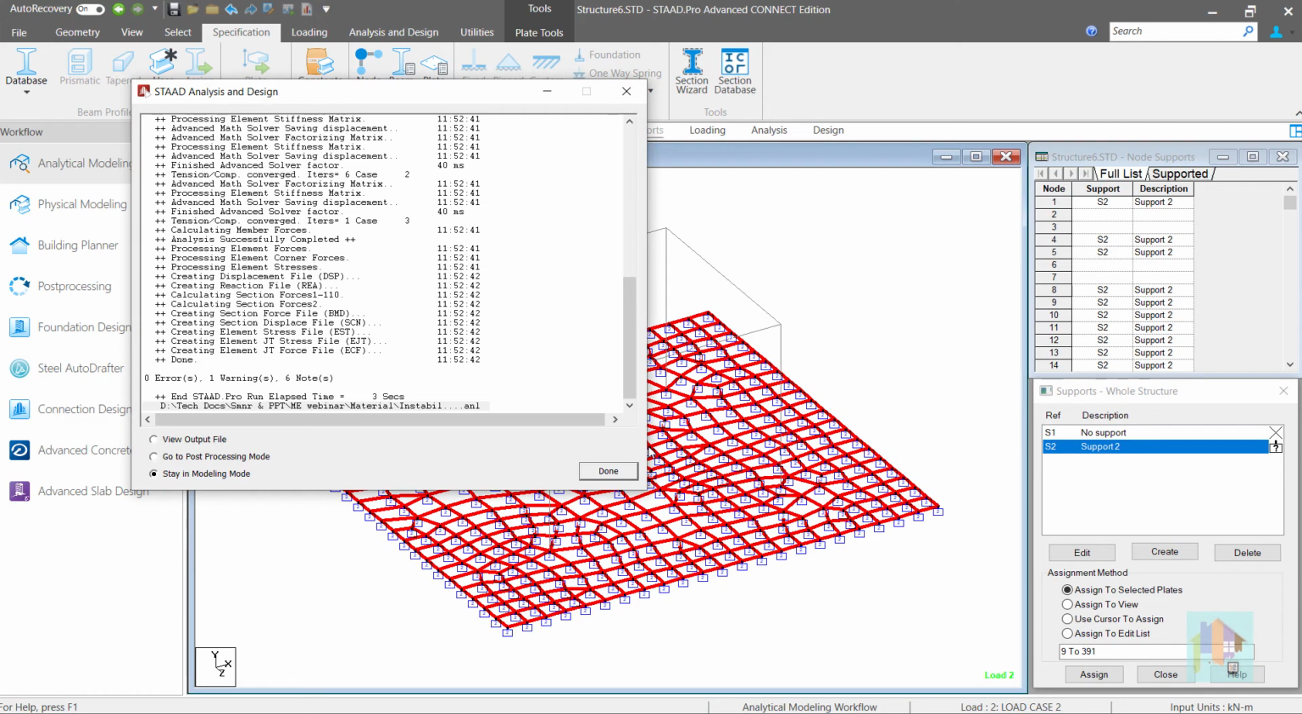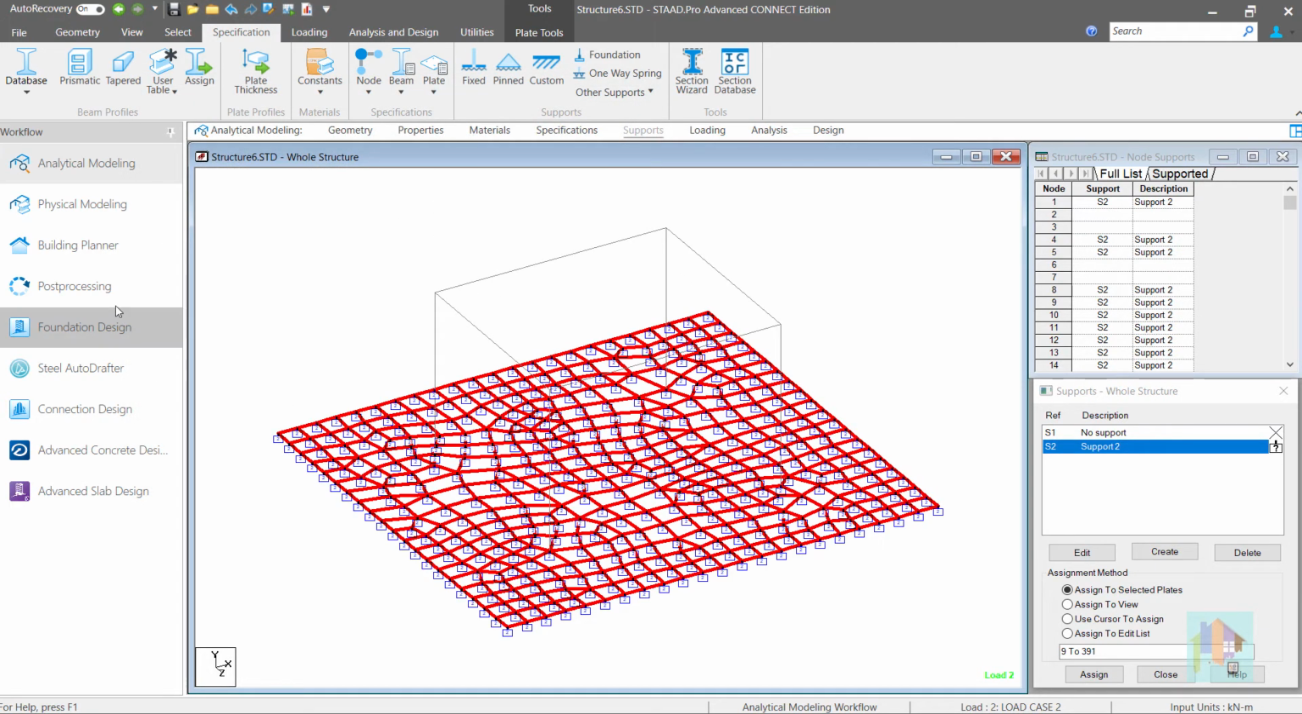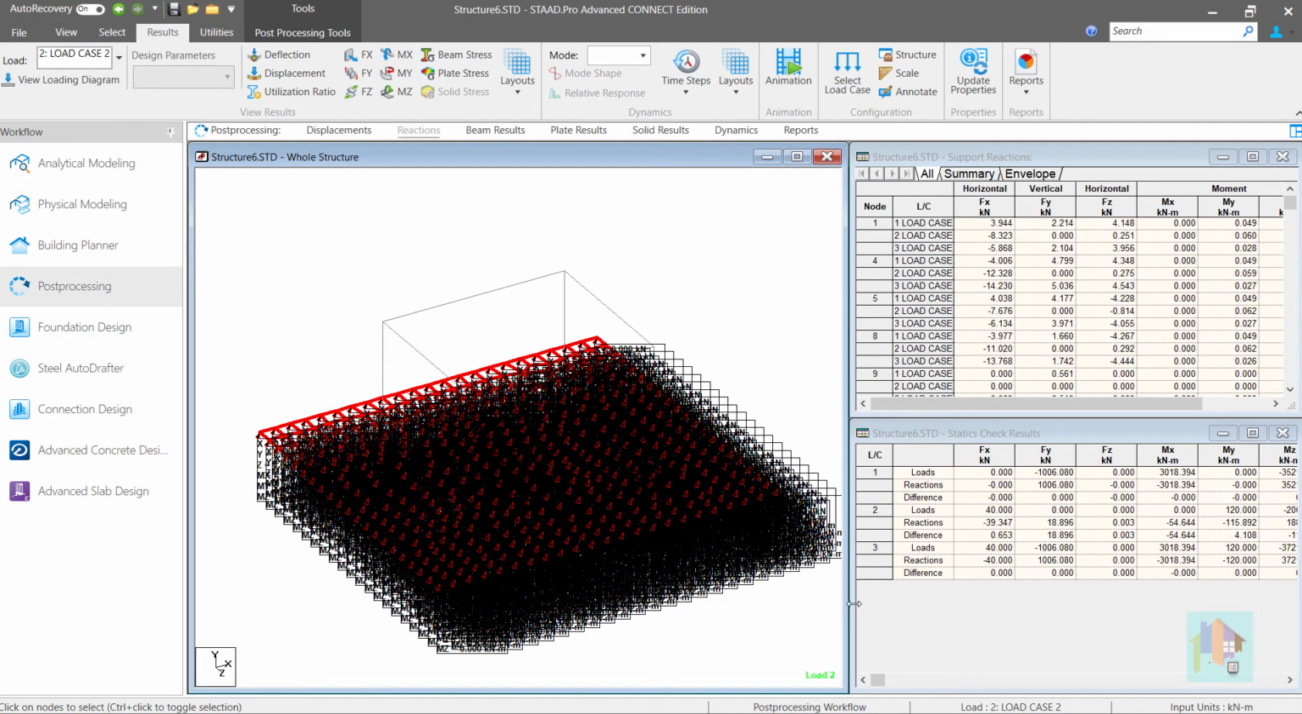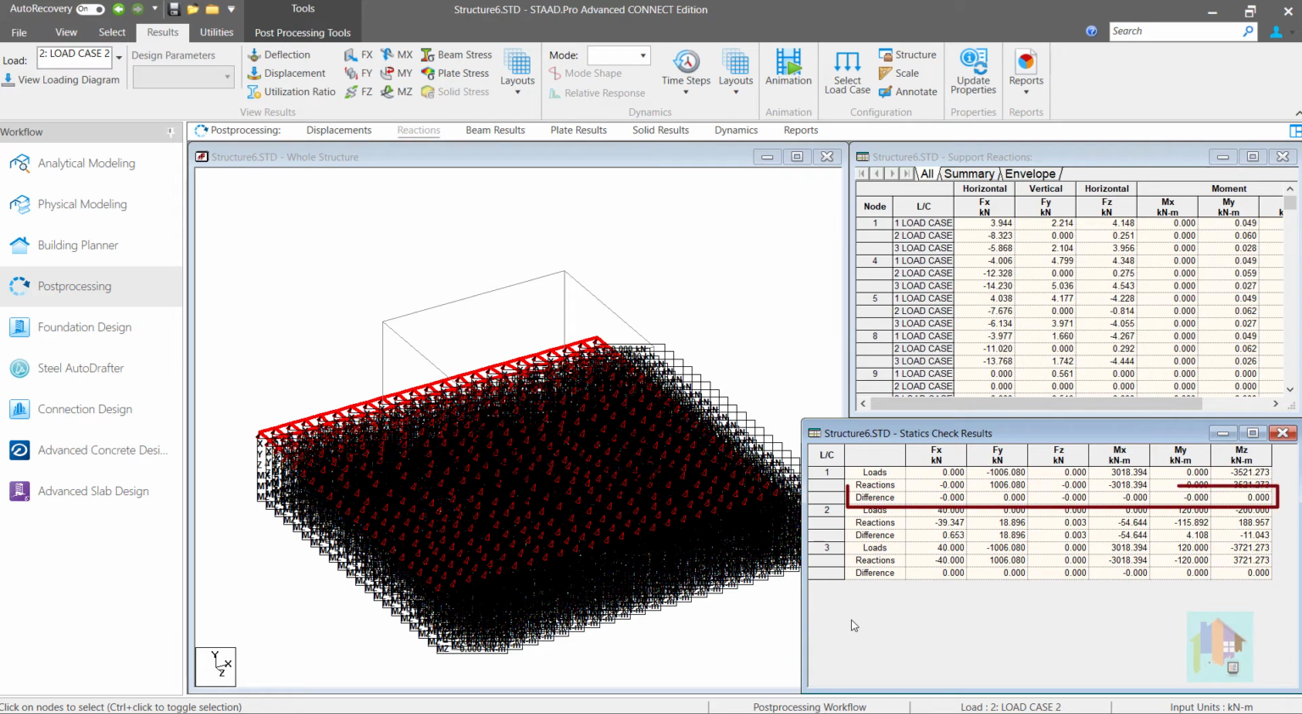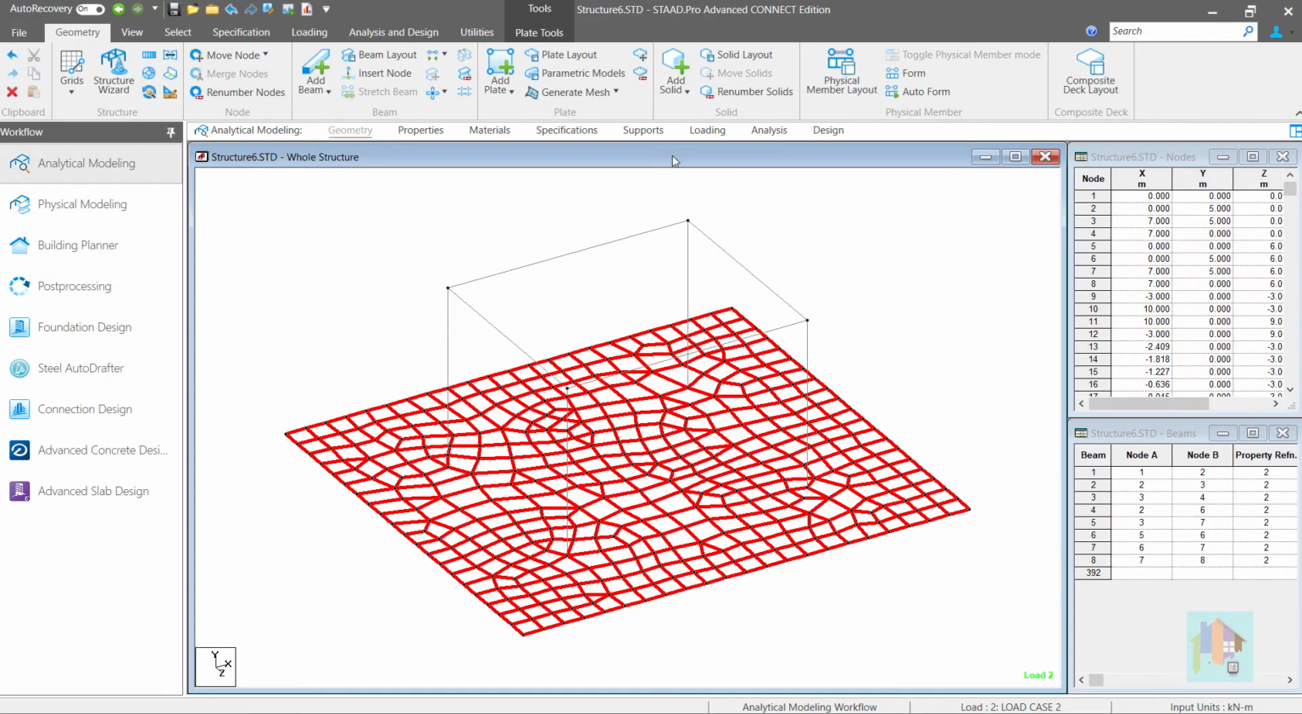Now there is no instability warning. Check the statics check result. Load 1 and 3 seems okay. There is no difference. But still there is a mismatch for load case 2. We need to check the reason for this.